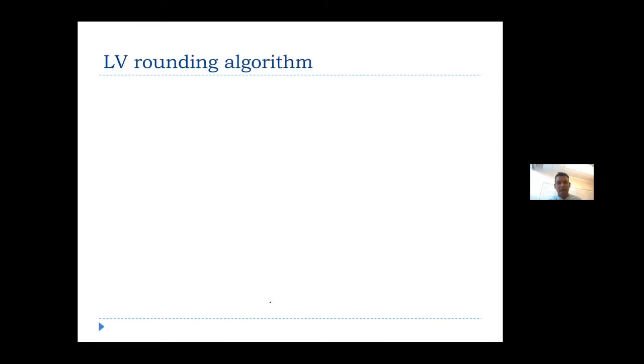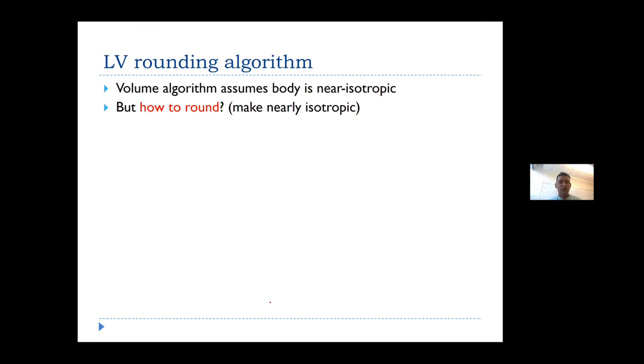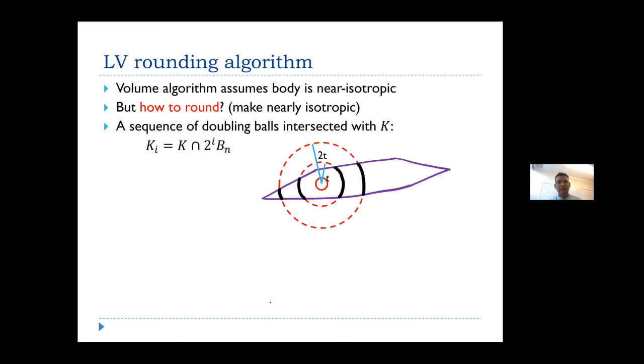Now there's an important component that I haven't talked about in both of these, which is that these algorithms assume that the body that you start with is nearly isotropic, meaning its covariance is almost the identity. So there's a question here: how do we round? How do we make the body nearly isotropic? The algorithm is going to be quite simple. We'll use a sequence of balls, and now we'll go faster. We'll double the radius of the ball at each step. And to make the next body isotropic, we sample from the next body and estimate its covariance matrix. Using the estimate of the covariance, we can make it nearly isotropic, and we repeat this.